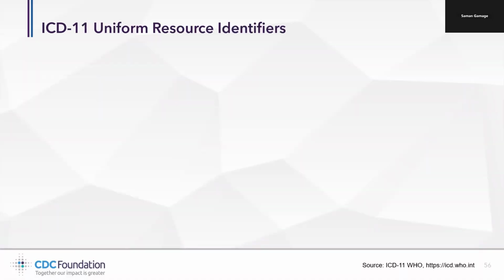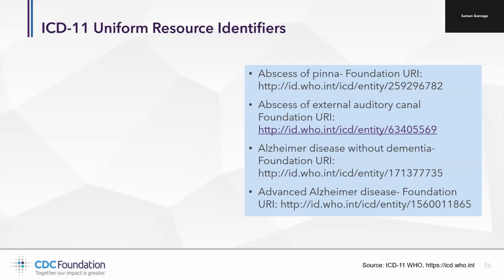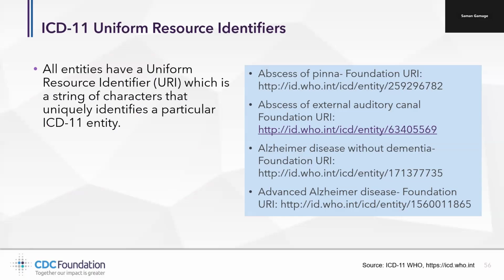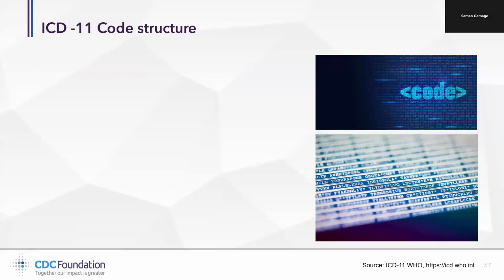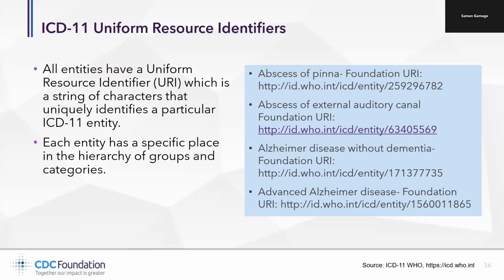And then in ICD-11, there's a new feature, uniform resource identifiers. For any condition, any entity, there is a unique resource identifier, commonly known as URI, which is a string of characters that uniquely identifies a particular ICD-11 entity. Each entity has a specific place in the hierarchy of groups and categories. And the unique resource identifier, or URI, will not change with the updates to ICD-11, and it will be the same.